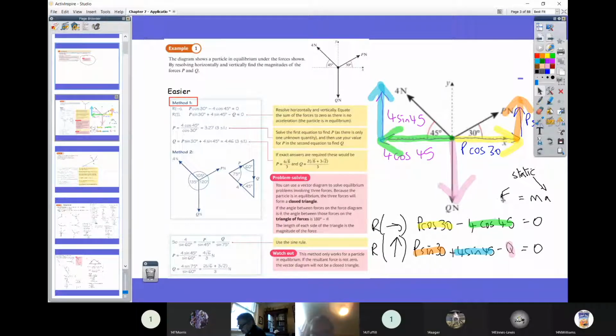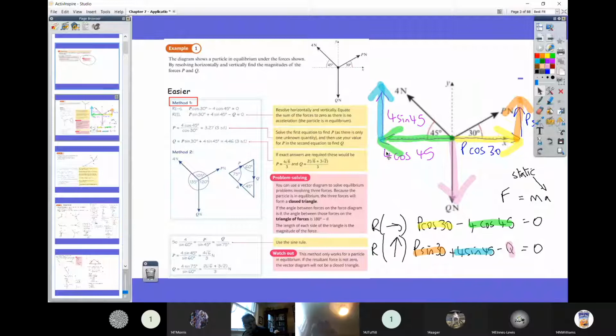Again, F equals ma, these are going to have to equal 0. So my net force resolving sideways horizontally, the yellow force, take away the green force, is nothing. So that allows me to work out what P is. And then resolving vertically, obviously the upward forces, orange plus blue, take away the downward force in pink, has to equal 0. So that's what I've done.